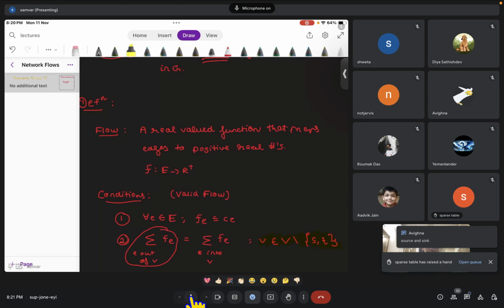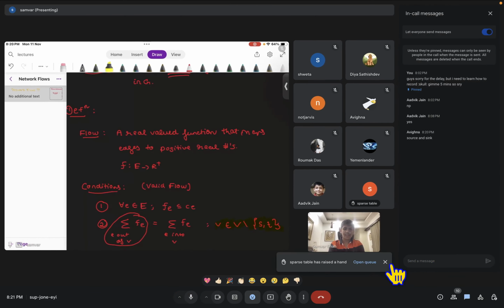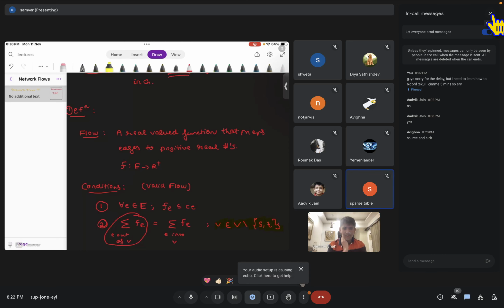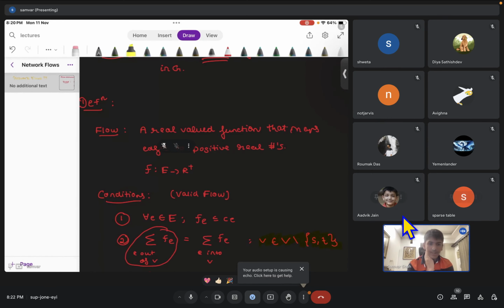Yeah, source and sink is correct. Yeah, I'm assuming you wanted to say the same thing. Yeah, my answer was the same. Okay, cool. So it is source and sink. And the reason, as you can see, is that a source would never have anything coming into it, and a sink would never have anything coming out of it. So the definition is not going to be valid for these two nodes at all. So we consider v minus s comma t.